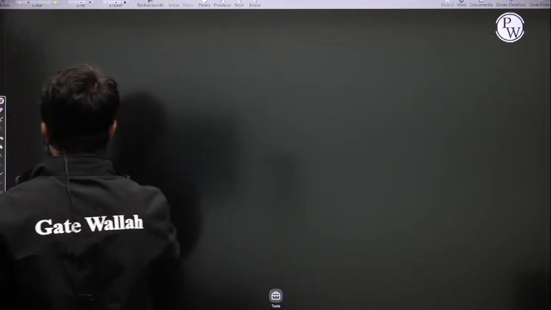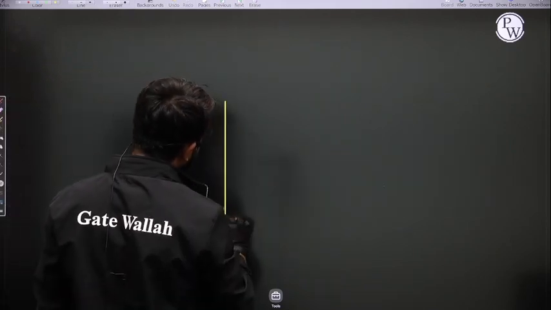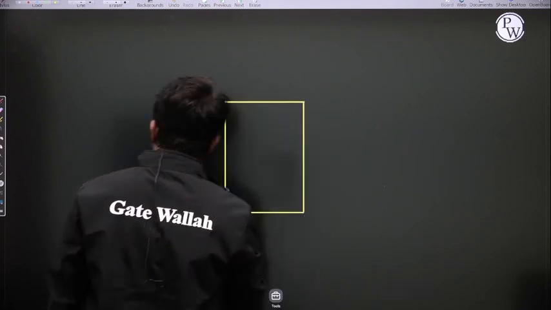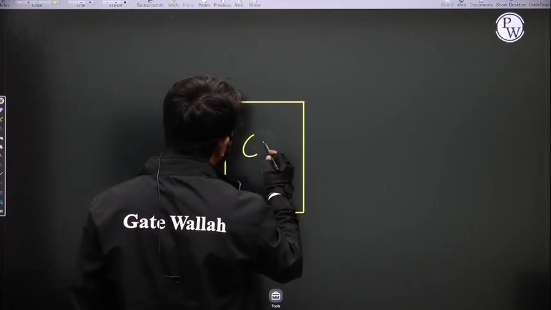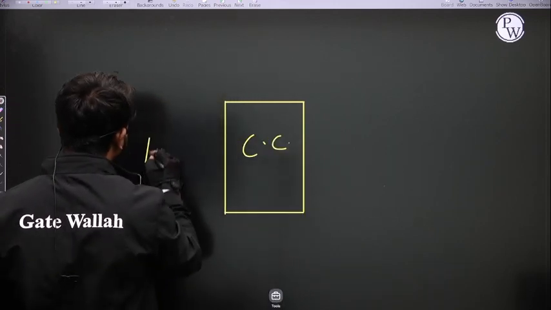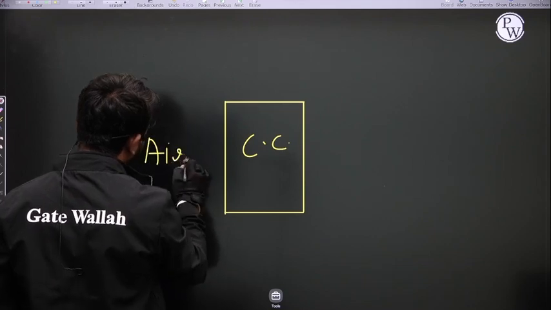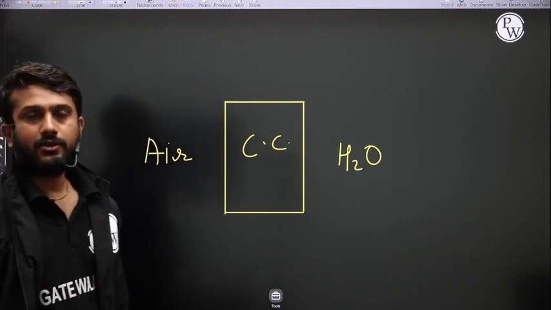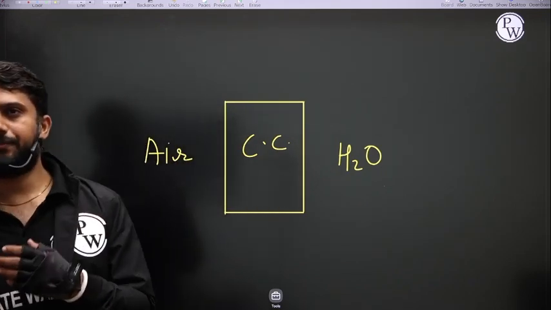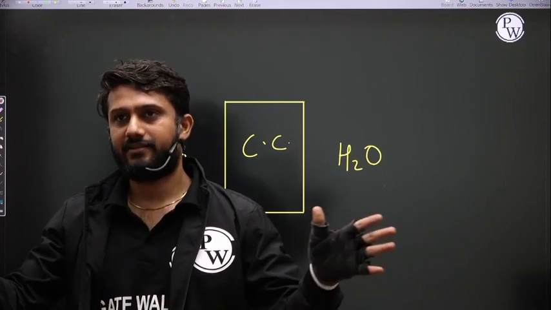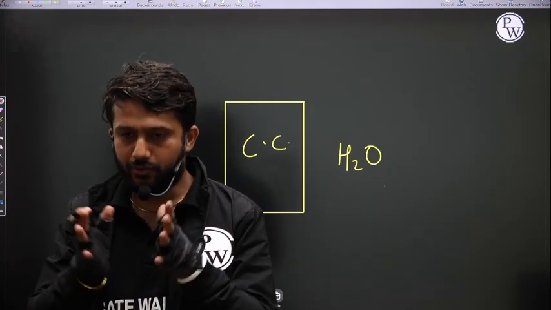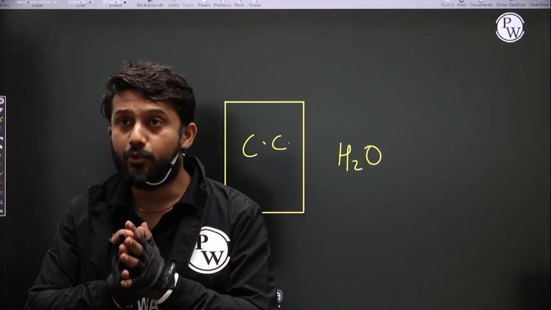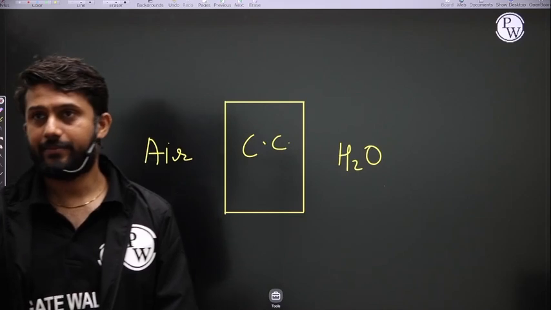So if I am asking one question, let us assume there is a combustion chamber. And on this side air is the medium, and on this side water is the medium. So there is a combustion chamber, and I want to remove the heat from this combustion chamber. I want to dissipate more and more heat energy from this combustion chamber.